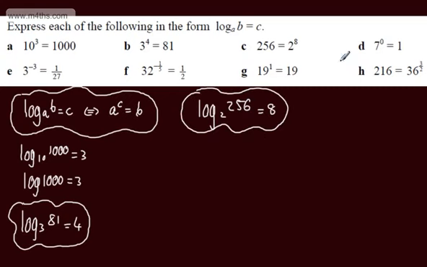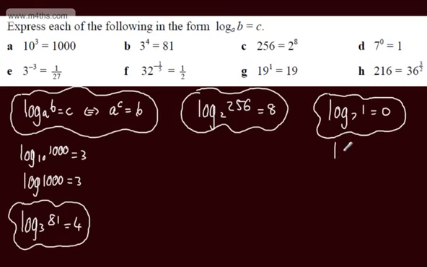If we look at the next one, we've got 7 to the 0 is equal to 1. Log to the base 7 of 1 will be equal to 0. This gives rise to an important result. One of the laws we can use is log to the base a of 1 will be equal to 0. We know that a to the 0 will always be equal to 1. 10 to the power of 0 is 1, 100 to the power of 0 is 1, and then we can just write this. So this is a rule if you want to write that down.